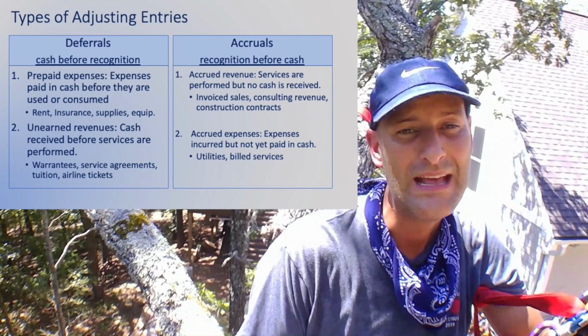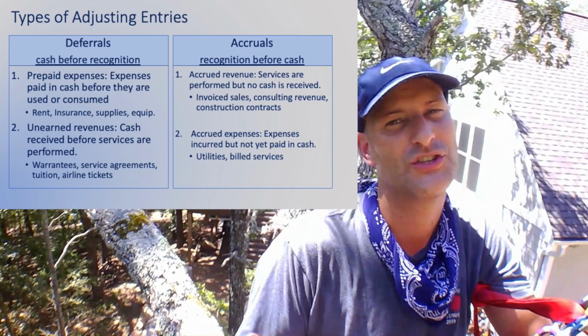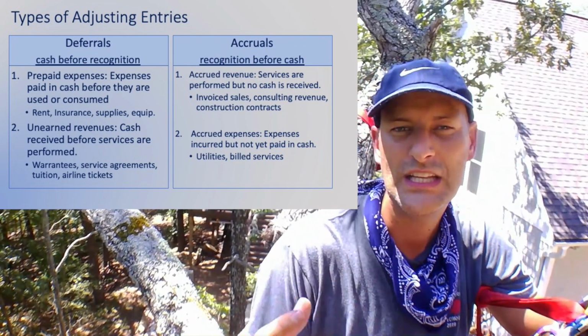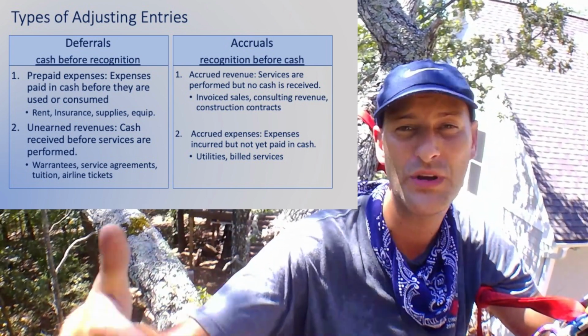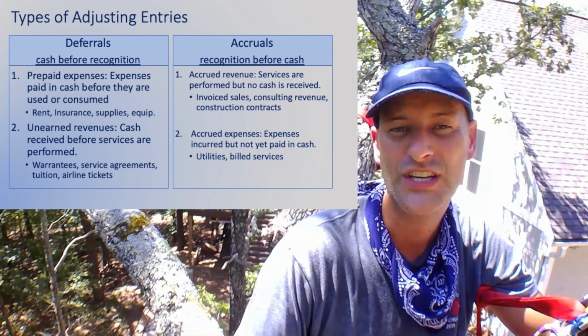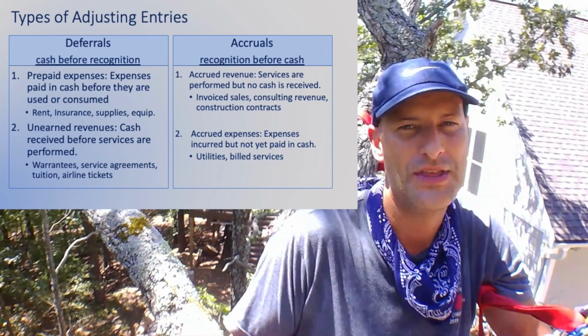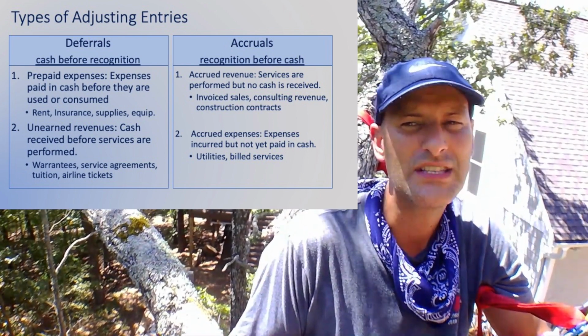So some examples, we have prepaid expenses, where expenses are paid in cash before we actually consume the good. Think about utilities or rent or insurance, where we pay it a month or even up to a year ahead of time for, say, insurance, where we haven't utilized that service. So that is a prepaid. The cash came before we recognized the expense in the prepaid expense condition.